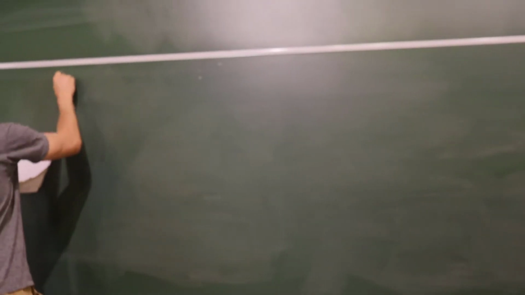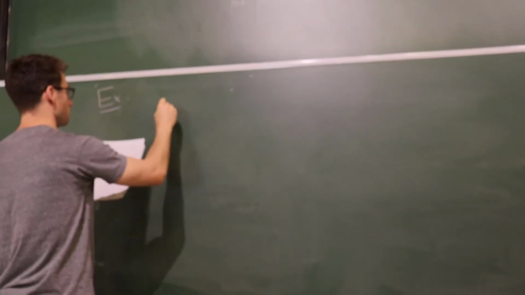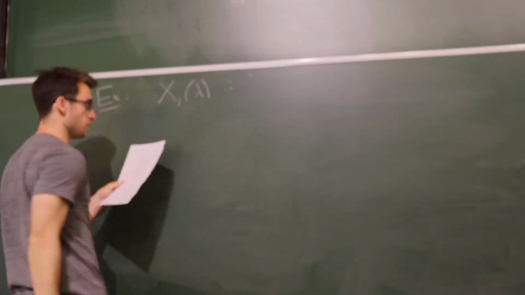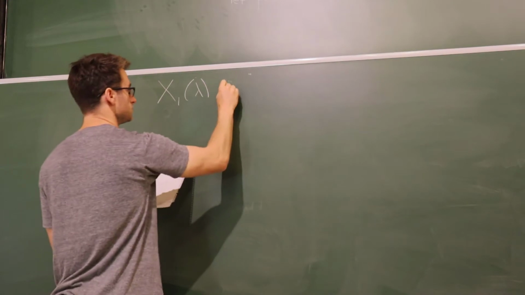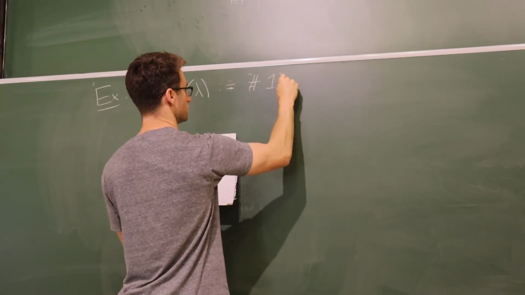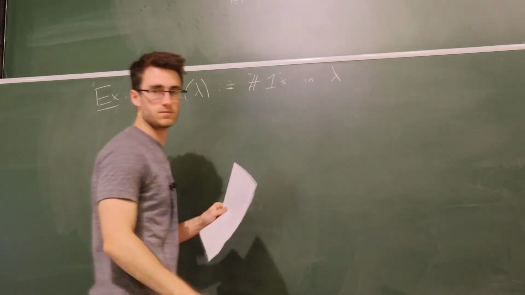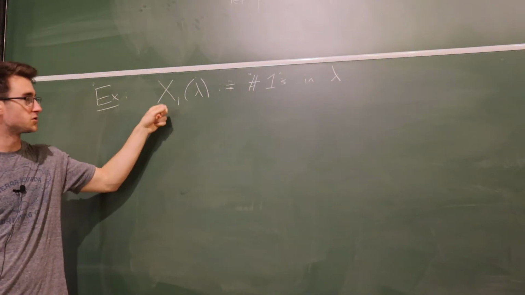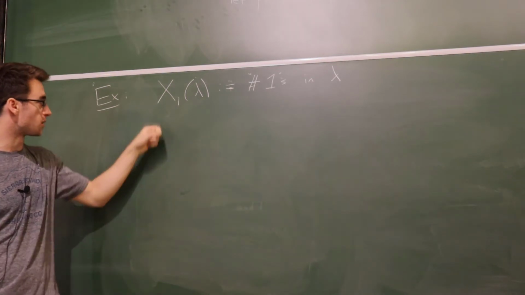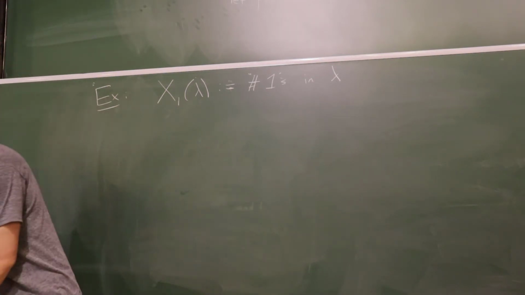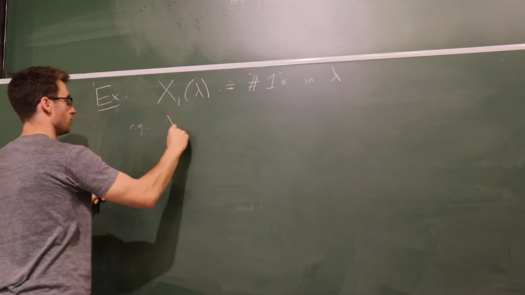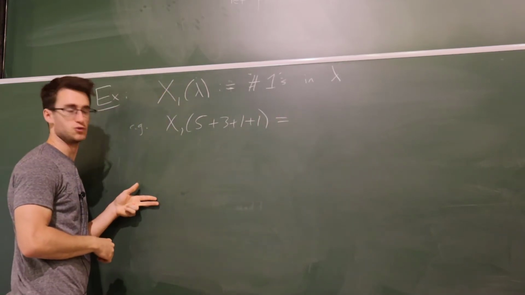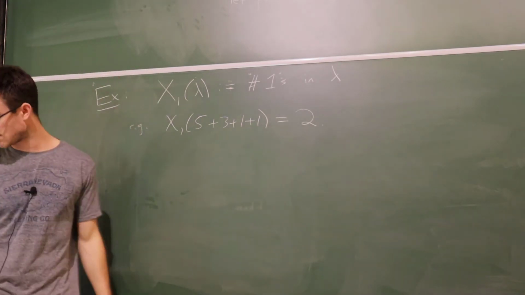All right. Let's take another example. So I'm going to let x1 of lambda be the number of ones in the partition lambda. Okay. So most people would use m sub 1 for the multiplicity of 1, but we're going to get into probability, and so this is the notation that I'll use, x sub 1. So for example, x1 of, say, 5 plus 3 plus 1 plus 1, what would that be? 2, good. Yeah, so there's 2 ones in that partition.